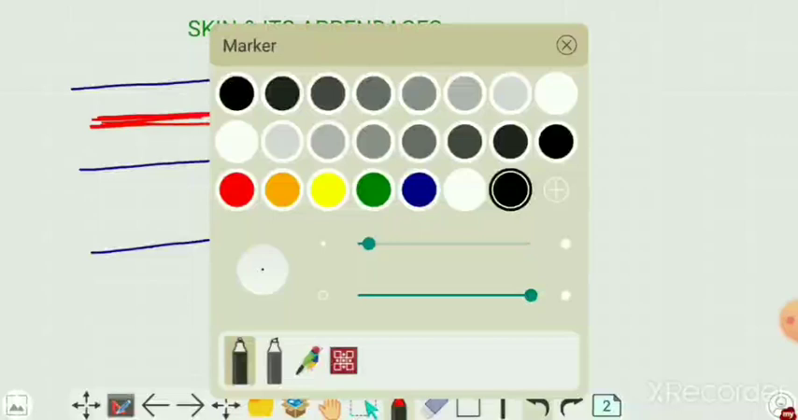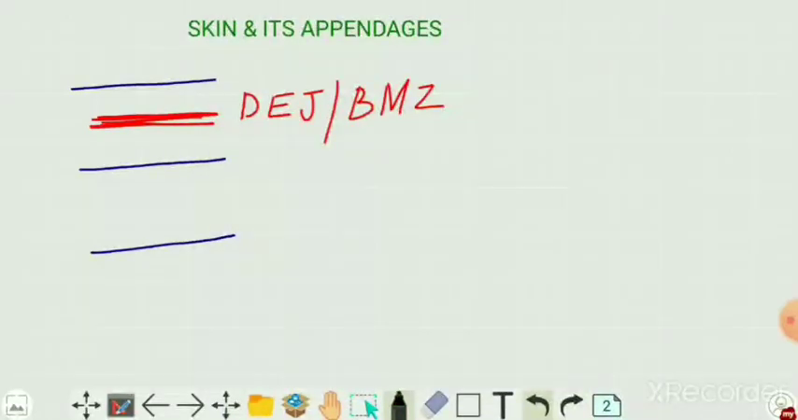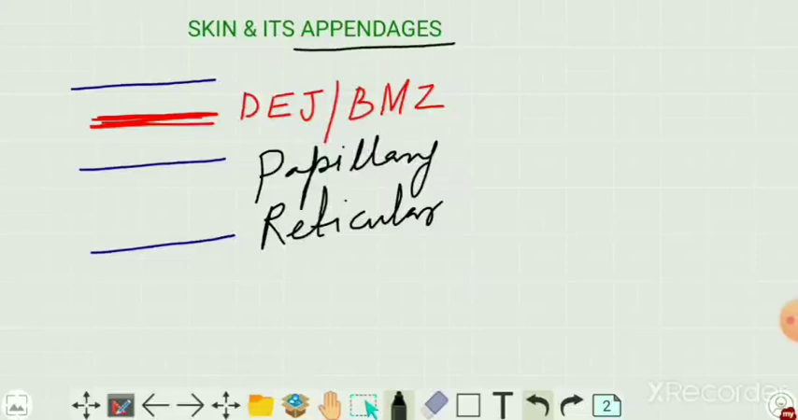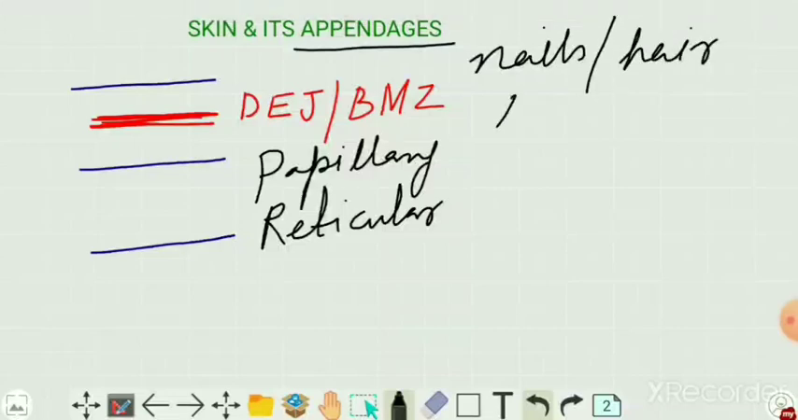Okay, the dermis has two layers, that is papillary layer and reticular layer. The papillary layer is a very important layer for forming the unique fingerprints of every human being. Now, the appendages of skin include nails, hair, sweat glands, sebaceous glands.